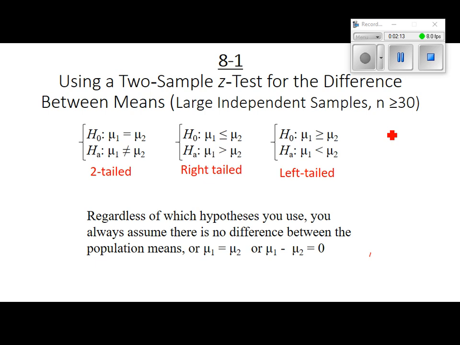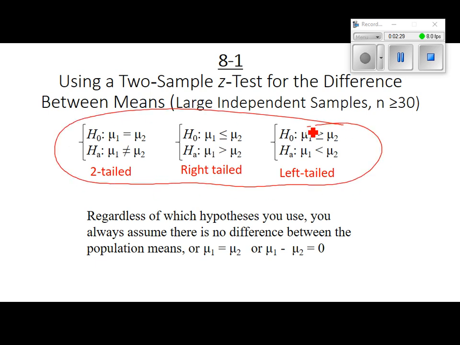For section 8.1, you're doing a z-test for large samples, for large independent samples, I should say. So remember, n's got to be greater than or equal to 30. This is what your null and alternative hypothesis is going to have to look like on those. And again, on the test, I did separate it 8.1, 8.2, 8.3, 8.4 to try to make it a little easier. But that's what your null and alternative hypothesis should look like for section 8.1.